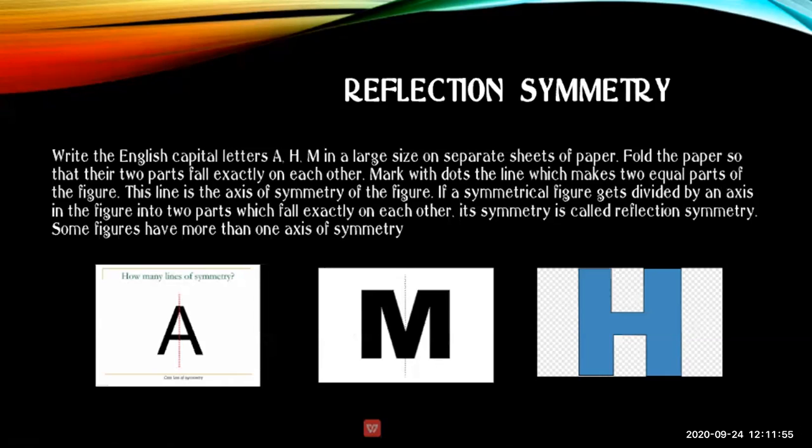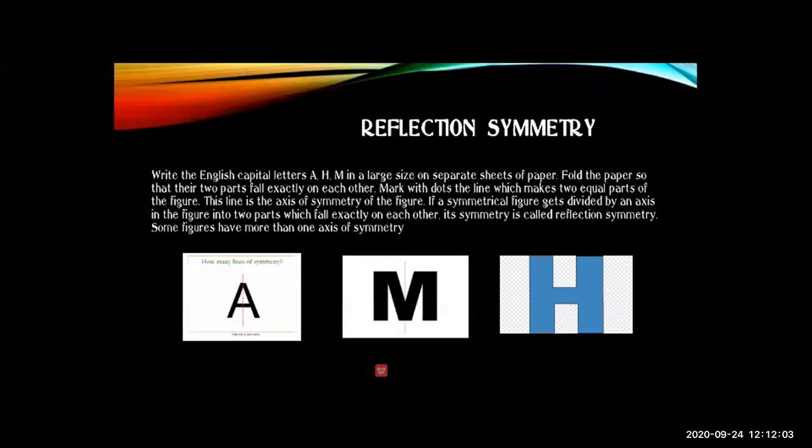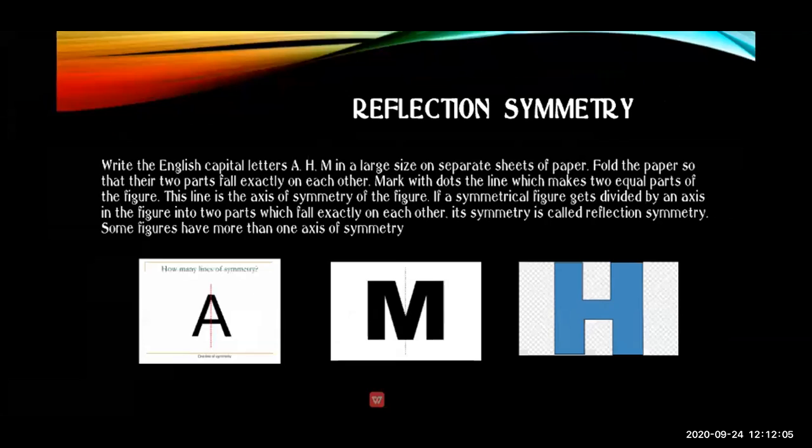In alphabet A, there is only one axis. In alphabet M, there is only one axis. And in alphabet H, there are two axes. You can see over here. When we fold like this, one axis comes, the same reflection. And when we fold like this, it also gives the same reflection. That means it shows two axes.